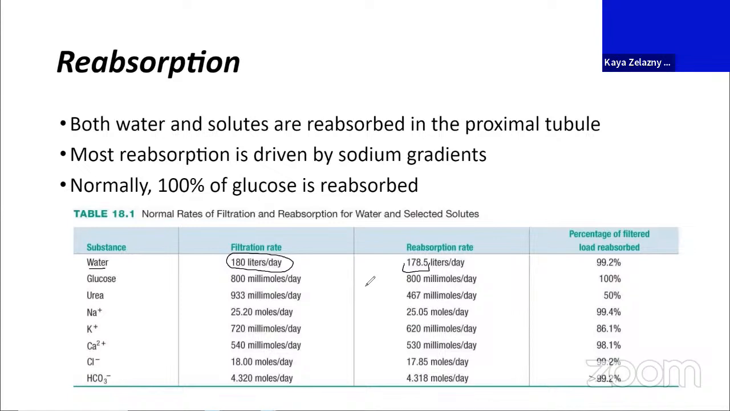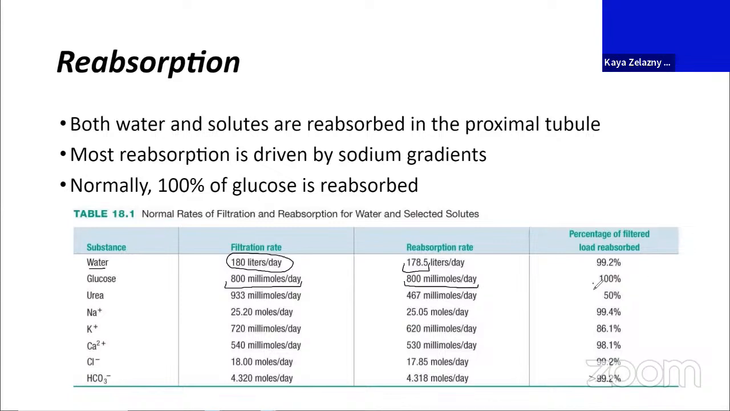So that's good. But we have other things that we want to keep around in the blood as well. So glucose is a really important one. We do filter 800 millimoles of glucose per day. So it gets out of the glomerular capillary, goes into Bowman's capsule, ends up in the proximal tubule. But we want to reabsorb it, as much of it as we can.